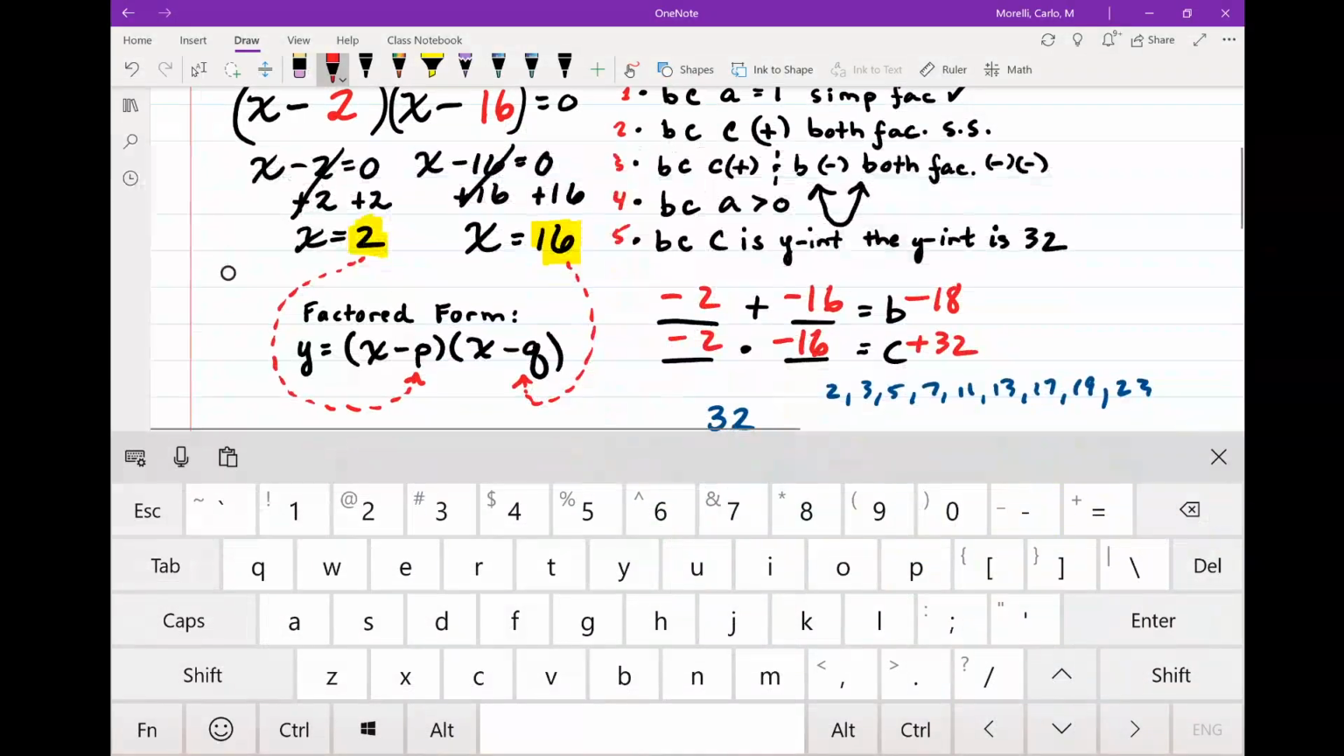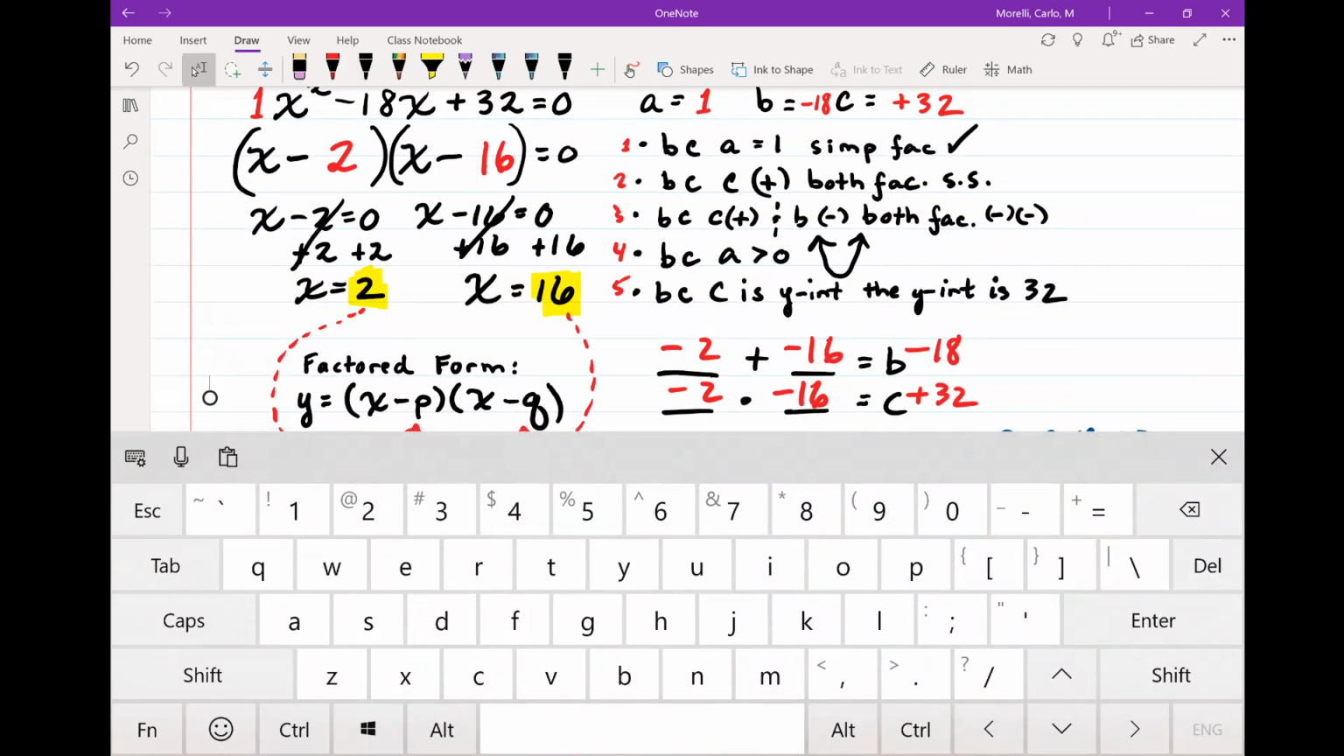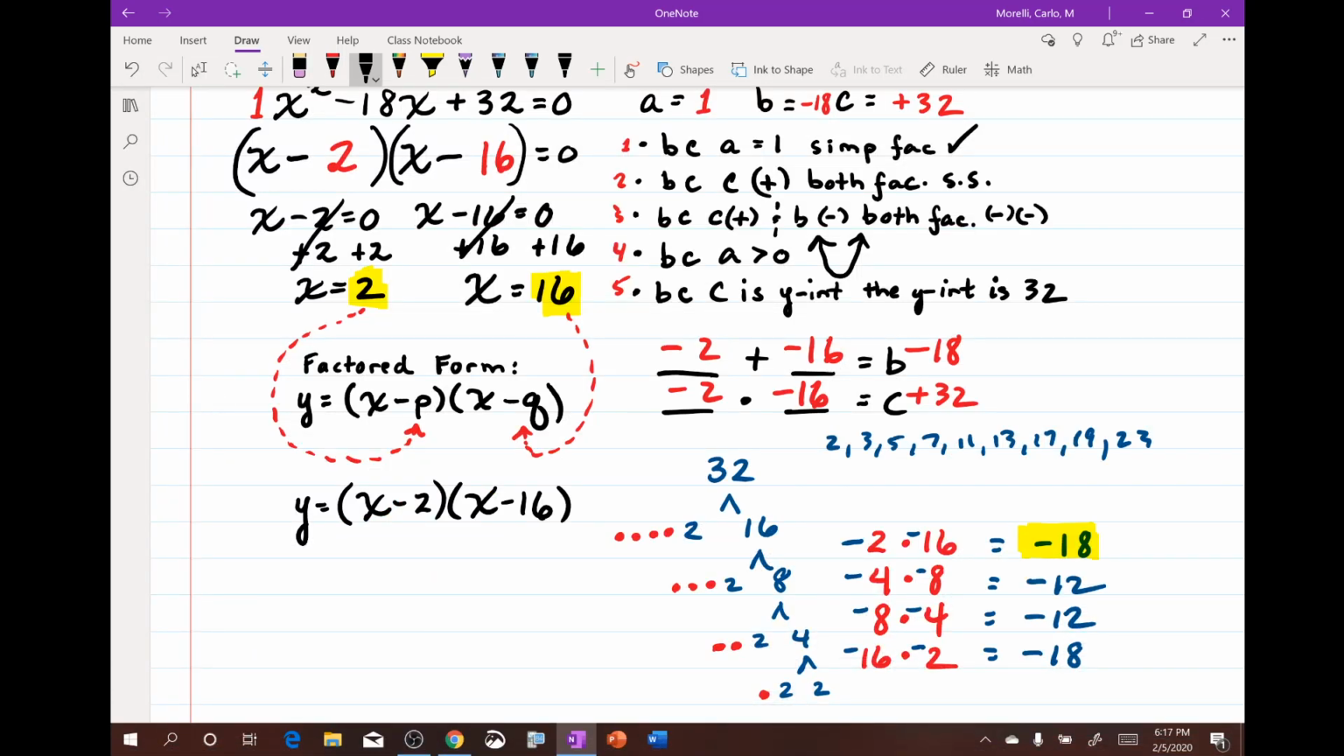Okay, now watch this. This is pretty cool. So now when I replace P with 2 and Q with 16, look what I get. I get y equals, open parentheses, x minus 2, close parentheses, open parentheses, x minus 16. Now, compare that with what you came up with when you factored the quadratic. It's the same thing. Isn't that interesting?